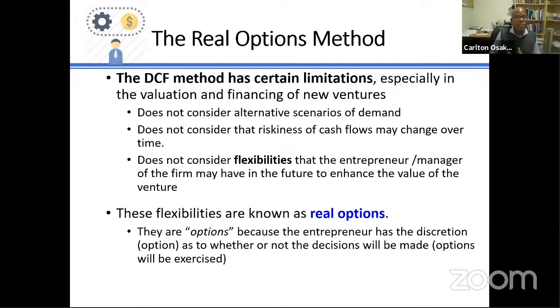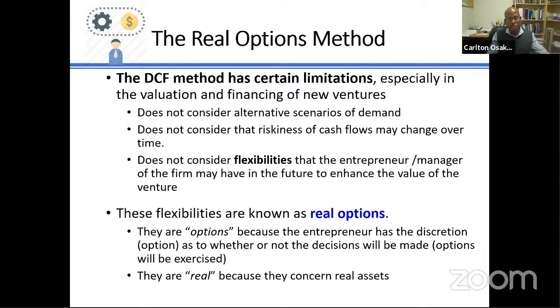And they are called options because they are at the discretion of the entrepreneur or manager of the firm as to whether or not they would exercise these options, whether or not they would take advantage of these flexibilities. And it really is dependent on what the situation is. So in certain situations, they may decide to take advantage of an option they have. In other situations, they may decide not to. Now, we have options in finance that happen on financial markets, and these are called derivatives. But real options are called real because they're options related to the real assets of firms.